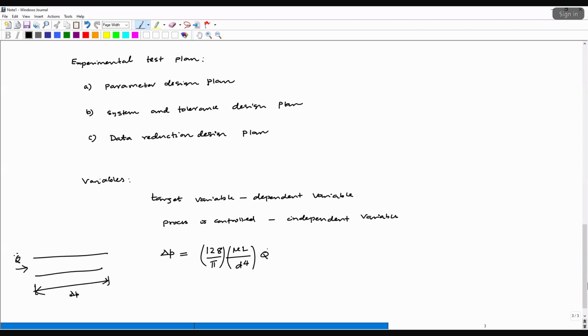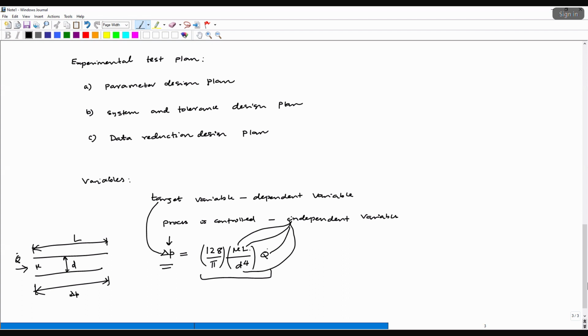That means if I am driving at flow rate Q and my diameter of the tube is D and the length of the tube is L, the viscosity of the fluid that I'm driving is mu, the dynamic viscosity, then the pressure difference should depend on these parameters, right? So delta P is basically the target variable, and your viscosity, length of the tube, diameter of the tube, the flow rate, they are all independent variables. So vary one of these, we are going to control this delta P.